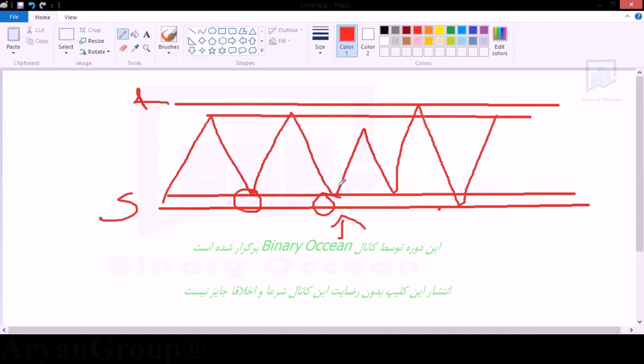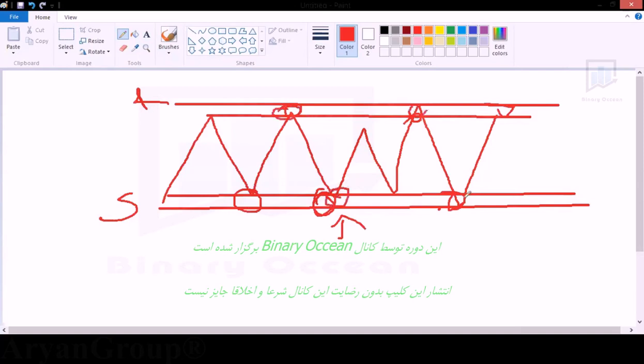If the next candle closed above the previous candle closing point, then you can enter into the market, and the next exit point is here. If you enter here, the next exit point is here. If you enter here, the next exit point is here. This is your entry point with the sellers. This is your exit point.